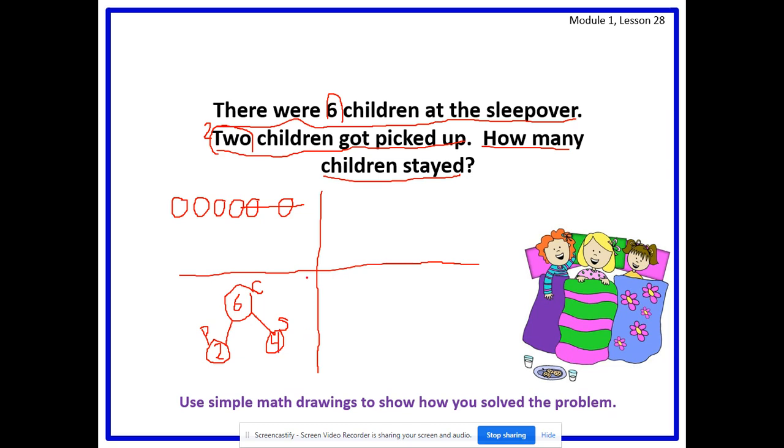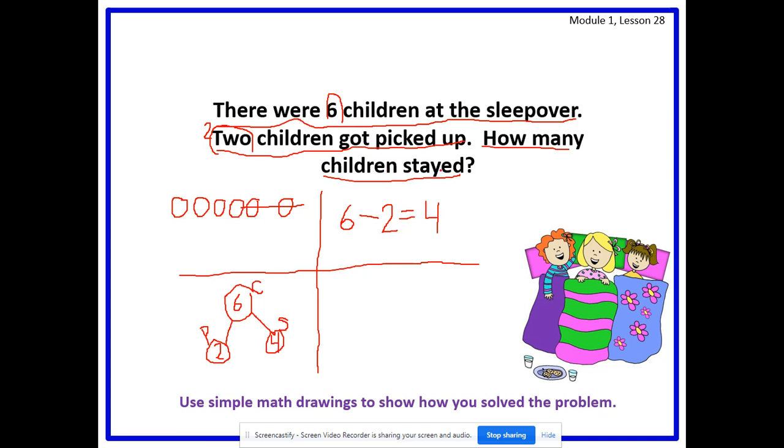So how can we write that as a subtraction number sentence? Remember that in order for us to write a subtraction number sentence, we need to start with the whole number. What is our whole number? Get ready. Yes, 6. Minus, what part was given to us in the story? Get ready. 2 equals 4. And remember, step 4 in our key points was to box our answer.